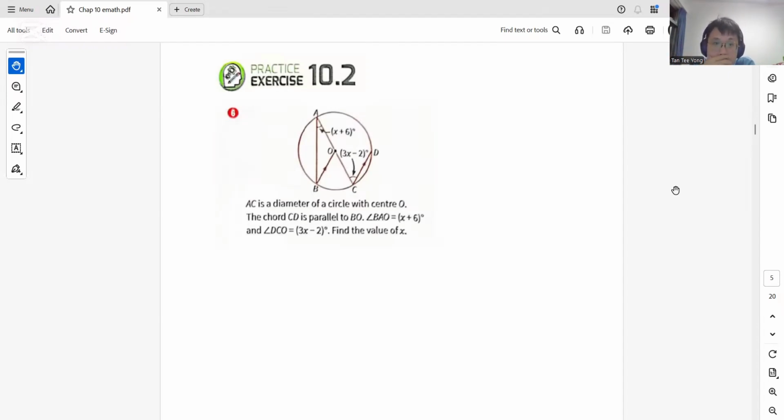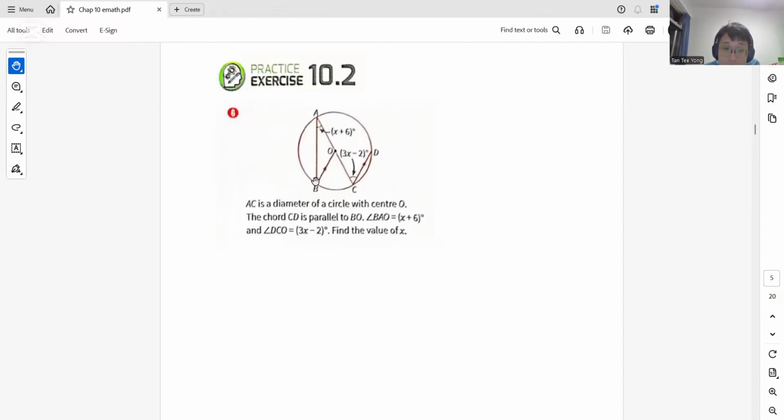Diagram is given. So AC is a diameter of a circle, right? So AC is the diameter over here, and then circle center O, right? So the chord CD is over here. The chord is parallel to BO or OB. So this is actually like the radius of a circle, right?